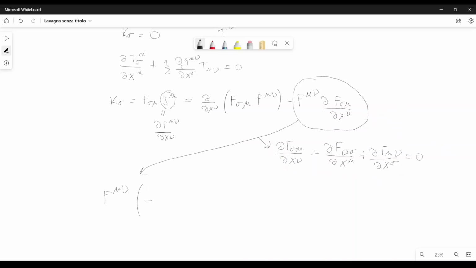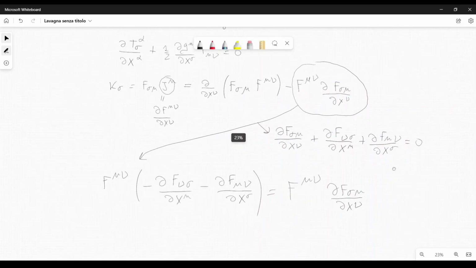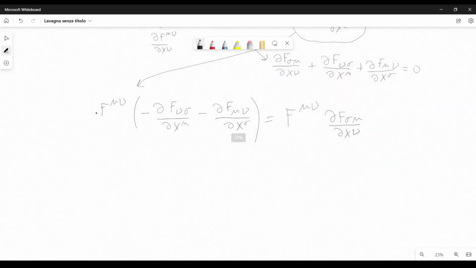F mu nu times minus derivative of f nu sigma with respect to x mu minus derivative of f mu nu with respect to x sigma, and this is equal to this term here that I'm going to rewrite here for the sake of convenience: f mu nu derivative of f sigma mu with respect to x nu. Now, from this equation here, we can also find this expression.